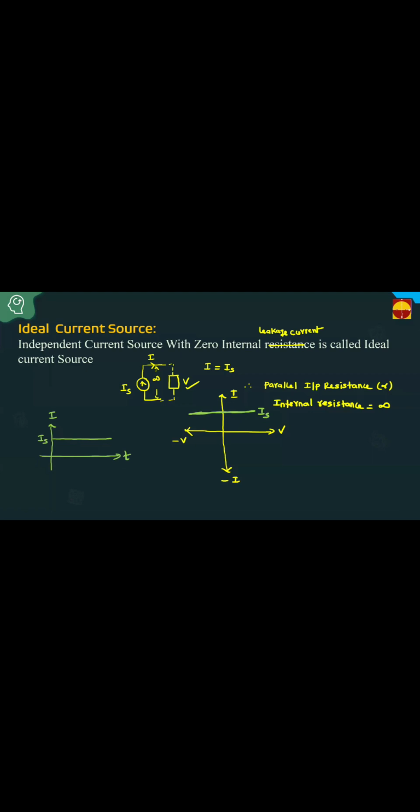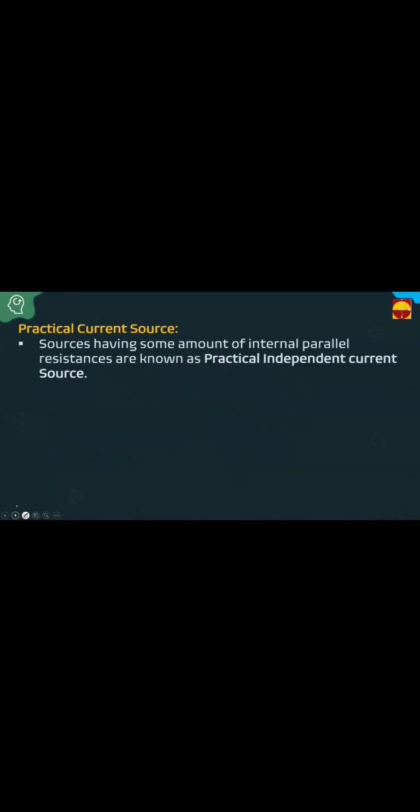An independent current source with zero internal leakage current, or parallel input resistance infinity, is treated as an ideal current source. But what are practical current sources? Sources having some amount of internal parallel resistance are known as practical independent current sources. See this one.